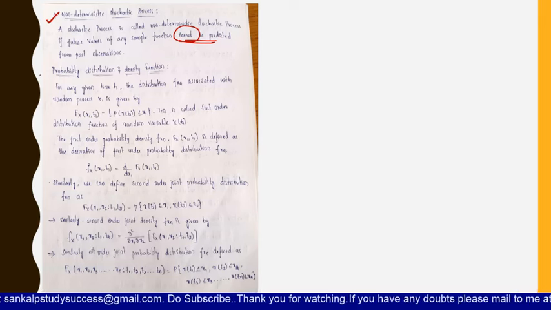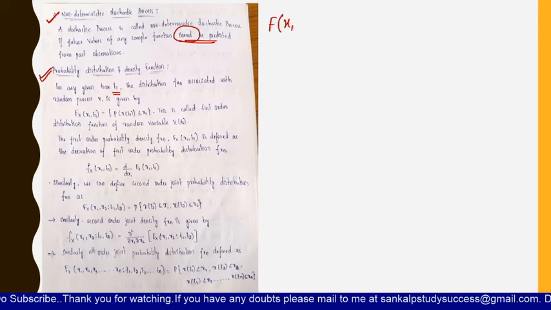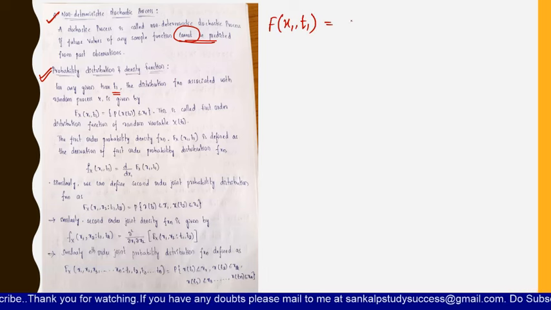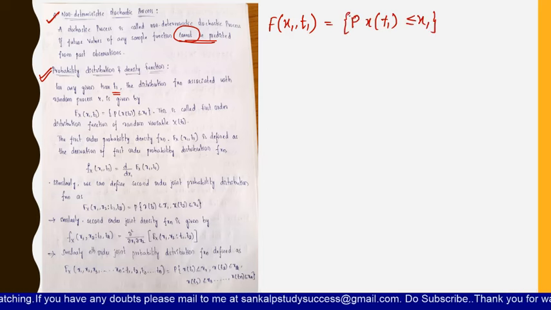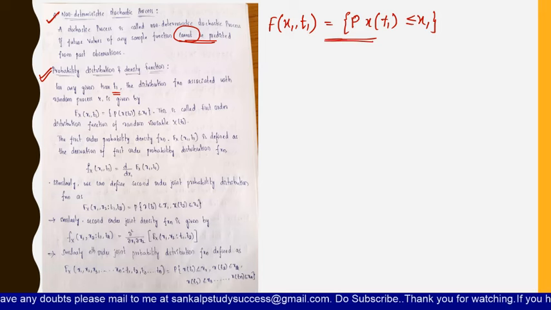Now coming to the next topic, probability distribution and density function. For any given time t1, the distribution function associated with the random process is F of x1 comma t1. This becomes probability of X at t1 less than or equal to x1. This equation is known as the first order distribution function because there is only one variable, which is x1. If you need to find the first order probability density function, then you differentiate with respect to x1.